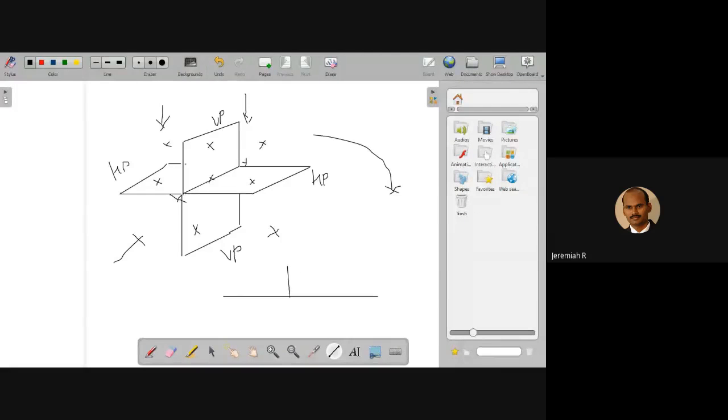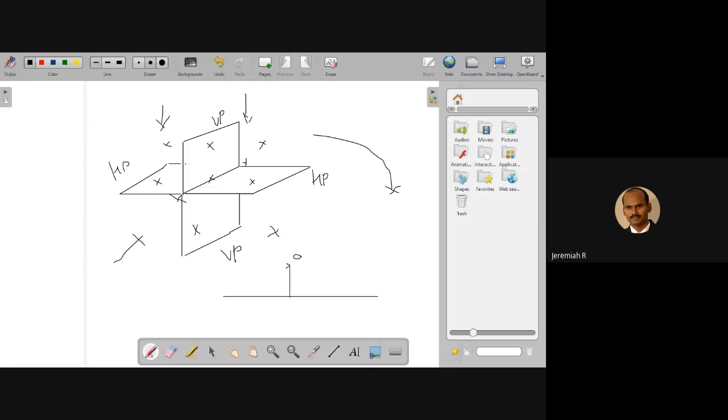So this is the projection line. It should be very, very light. The point should be visible. So something like this. Okay, the point should be visible. So you have to say some A dash. I'm just giving some example. You have to mention this is A dash.